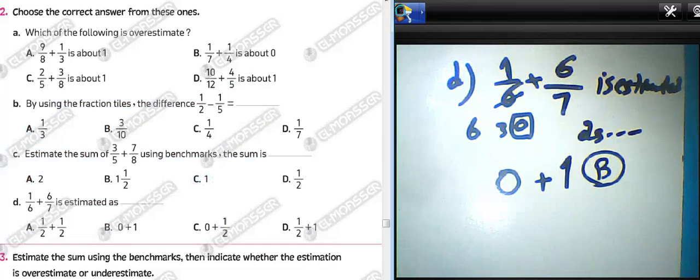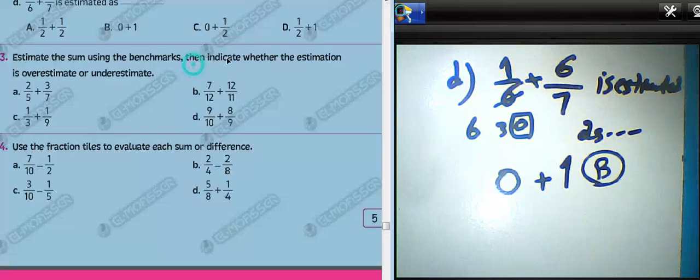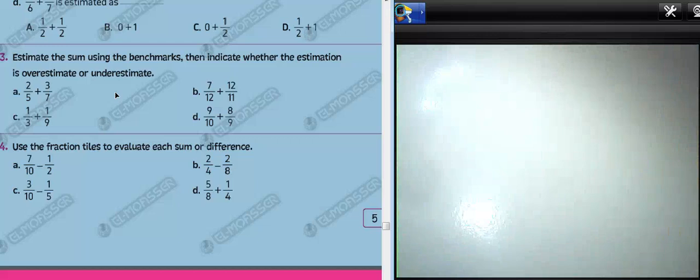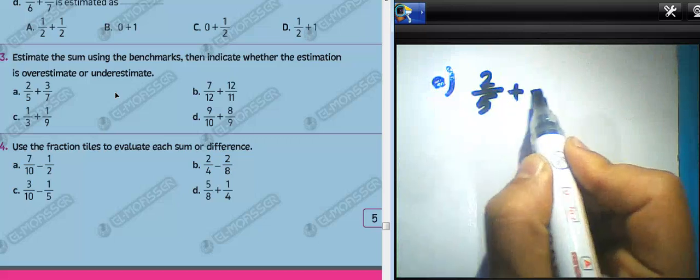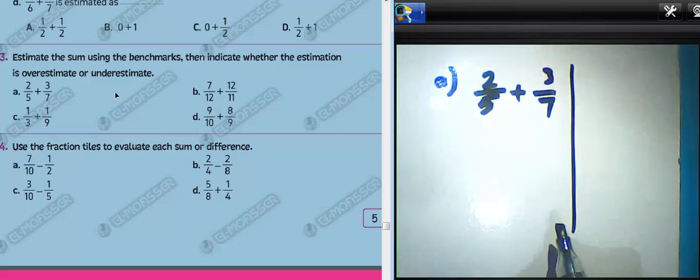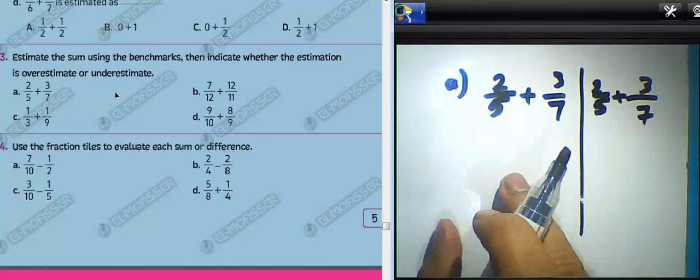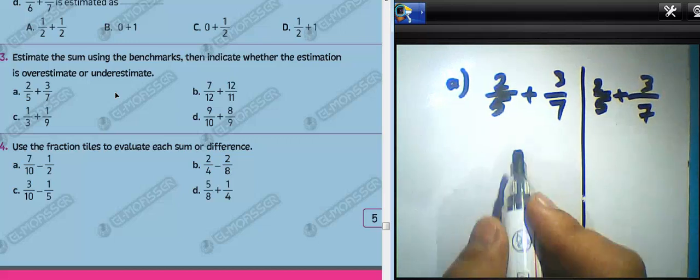Okay, look at it with me about question number 3. Estimate the sum using the benchmarks and decide whether the estimation is an overestimate or underestimate. We must tell whether this estimation is an underestimate or overestimate, so you must find the actual number for all questions. Look at letter A here. I will solve 2/5 plus 3/7 by 2 methods.